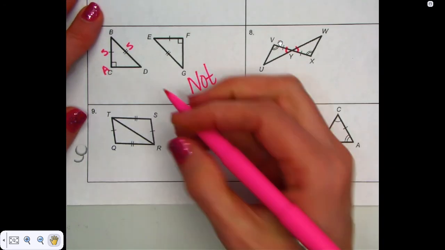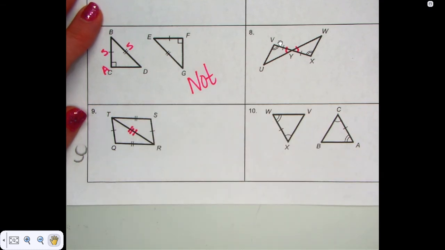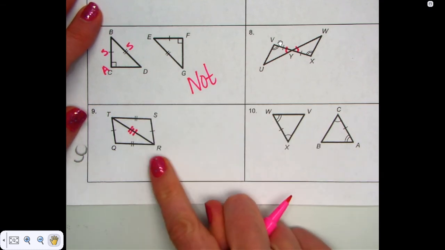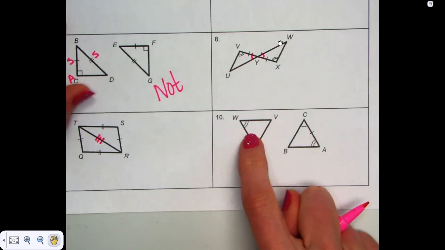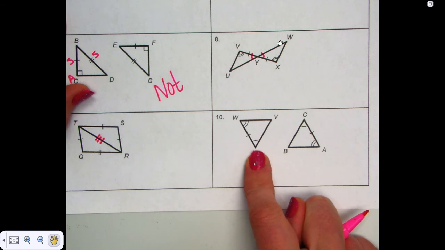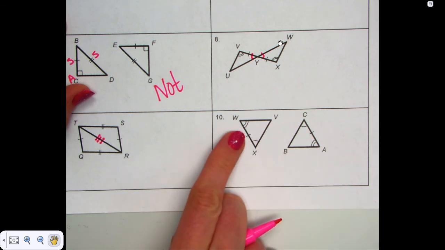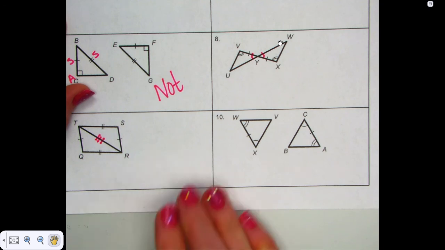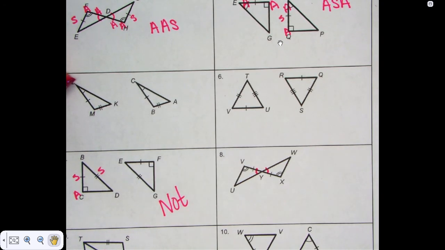Same for number 9. We have one piece of information we can mark because the triangles are touching. And then we come to 10, and you have enough information there, okay, to pick your theorem. Okay, we have angles, and we have this side in the middle. All right, good luck. Go ahead and finish the rest of these, and then you can turn it on Cami.